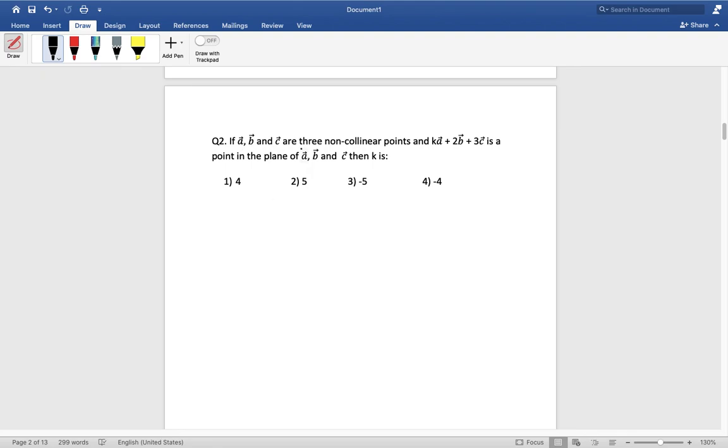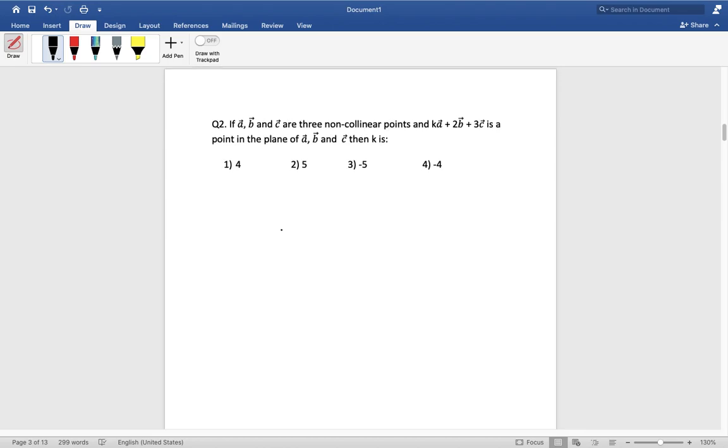A, B and C are three non-collinear points, and this vector is a point in the plane of A, B and C. Then what is K? We have to find the value of K. Some people will just do, oh, this is 2, this is 3, and the sum will be 5, so K should be -5. Go with -5. No, that's not correct. Let us do it properly.